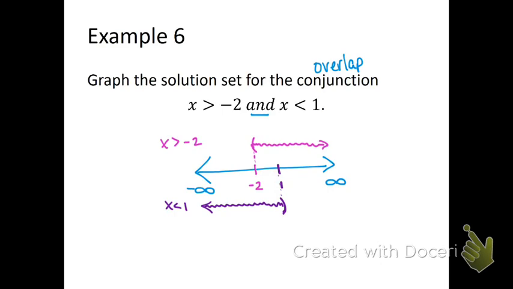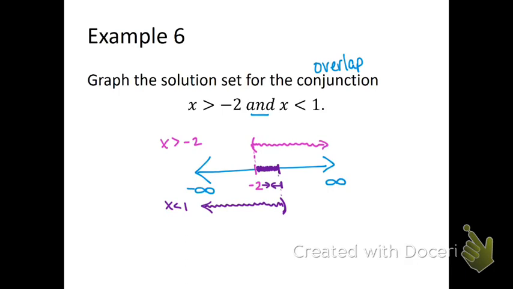Now look, compare the two graphs. Where do they overlap? Well, if you notice, coming out of the 1, it goes that way, and coming out of the negative 2, it went that way. So their overlap is in between those two numbers. So I'm only going on this number line. This is my answer here. I'm going to shade the area in between them.